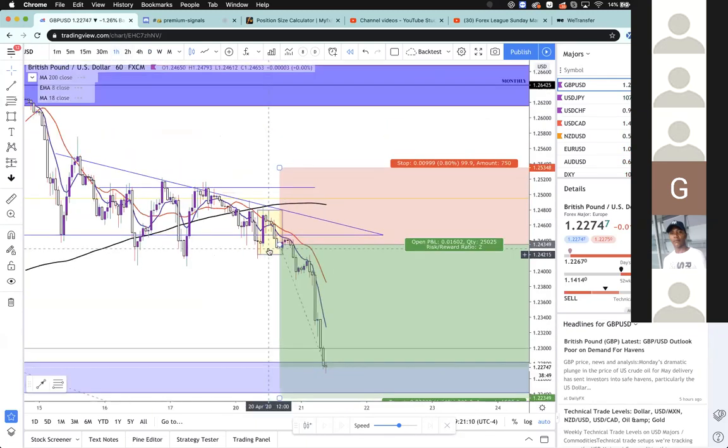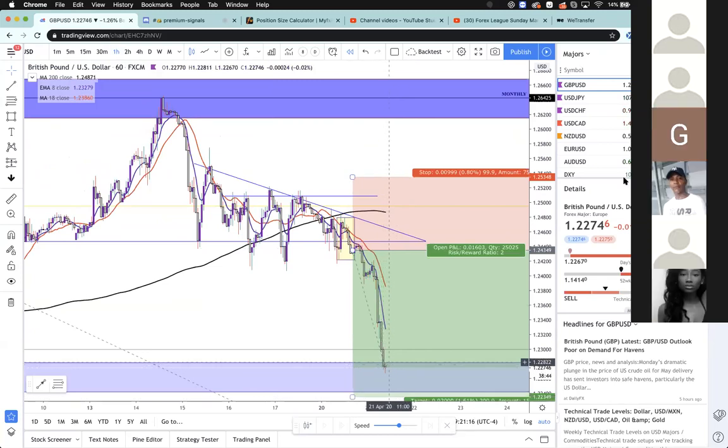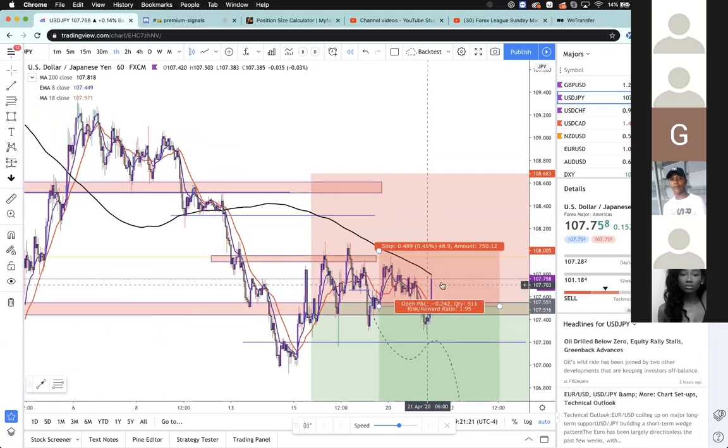I'm not going to look for any sort of re-entries. Look how low it is. You'd be crazy to enter right now. So yeah, that's GU. Let's go over to UJ.